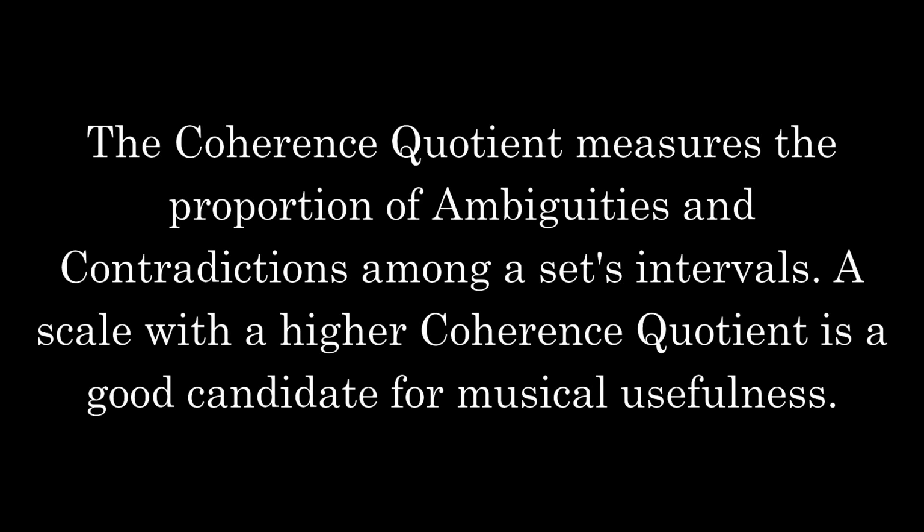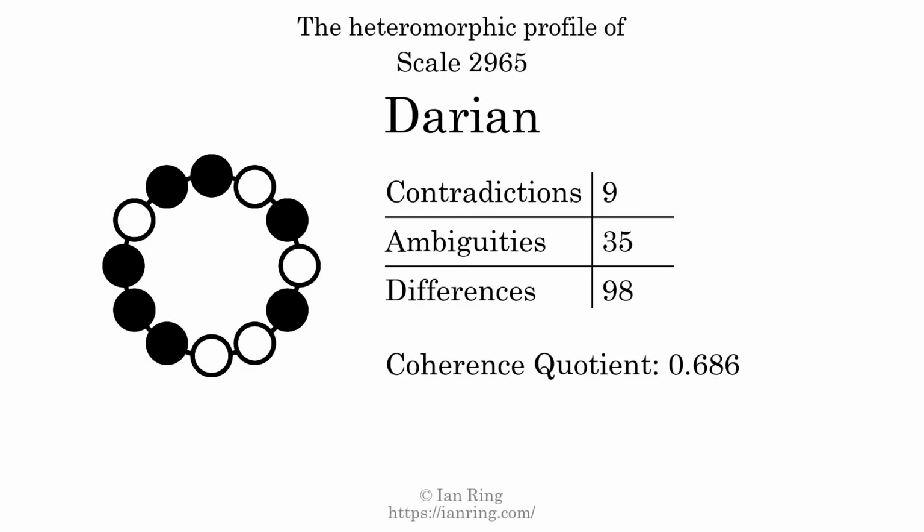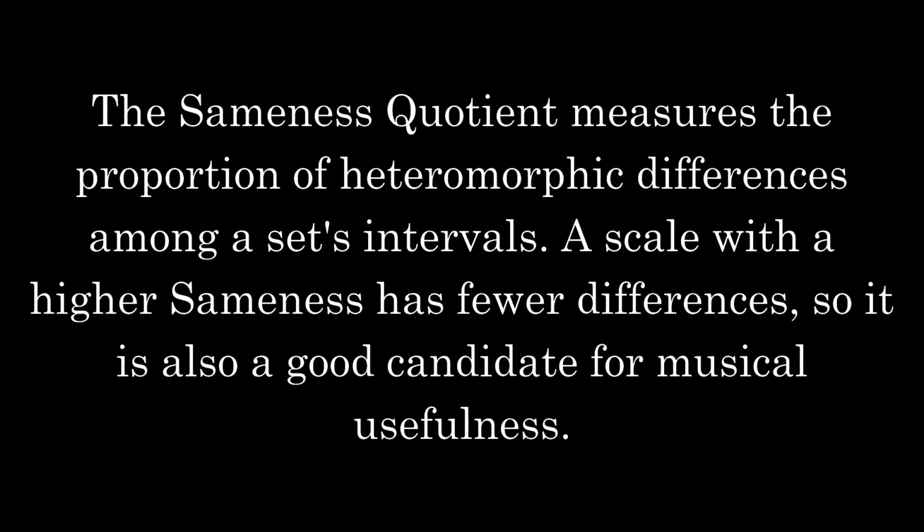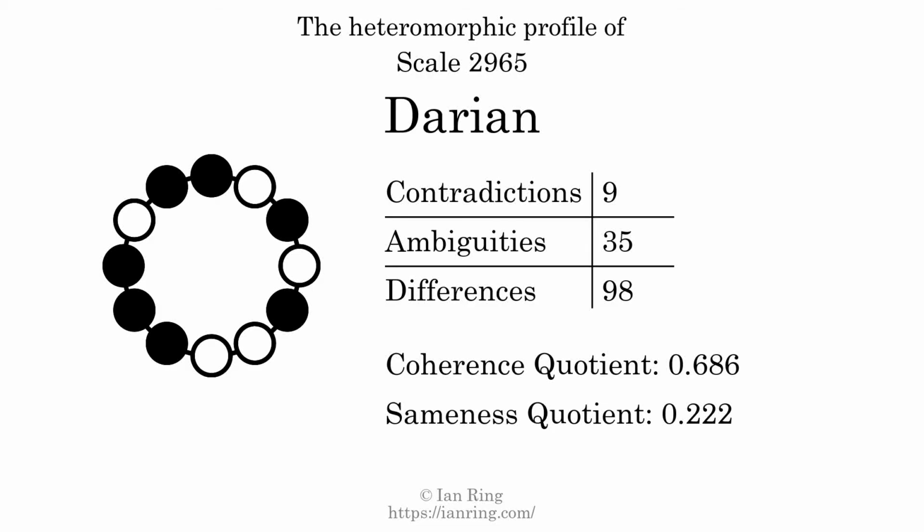The coherence quotient measures the proportion of ambiguities and contradictions among a set's intervals. A scale with a higher coherence quotient is a good candidate for musical usefulness. The coherence quotient is 0.686. The sameness quotient measures the proportion of heteromorphic differences among a set's intervals. A scale with a higher sameness has fewer differences, so it is also a good candidate for musical usefulness. The sameness quotient is 0.222.